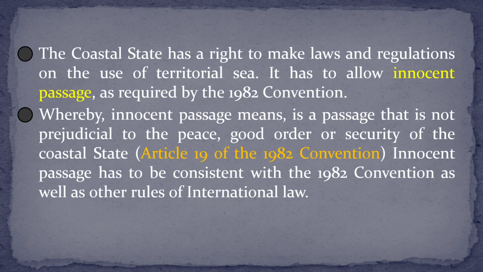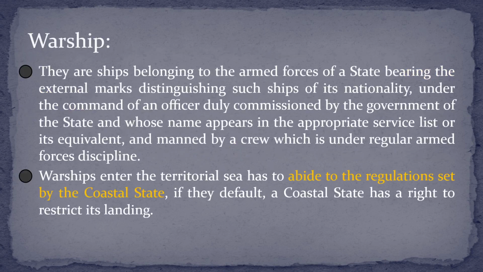The coastal state has a right to make laws and regulations on the use of the territorial sea. It has to allow innocent passage as required by the 1982 Convention, whereby innocent passage is a passage that is not prejudicial to the peace, good order, or security of the coastal state, as stated in Article 19 of the 1982 UNCLOS Convention, or UN Convention. Innocent passage has to be consistent with the 1982 Convention as well as other rules of international law.